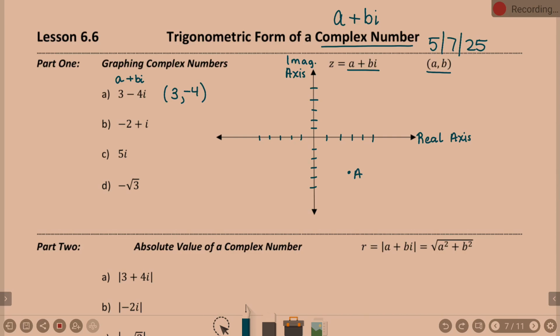Okay? So what about the complex number negative 2 plus i? What do we think of negative 2 plus i as an ordered pair? Negative 2, 1. There's an invisible 1 in front of the i, so negative 2, 1. How do we graph negative 2, 1? Left 2, up 1. And that is what I'm going to call point B.